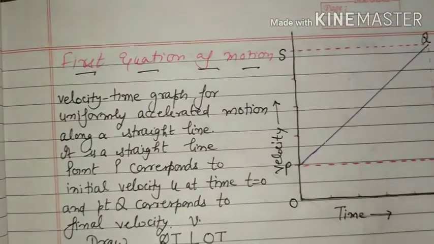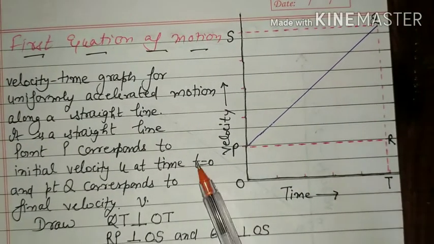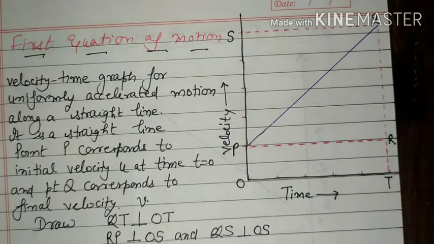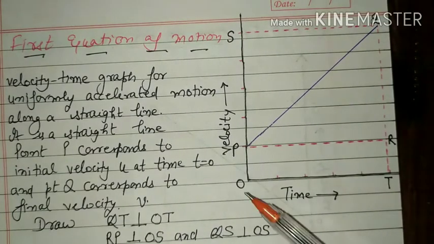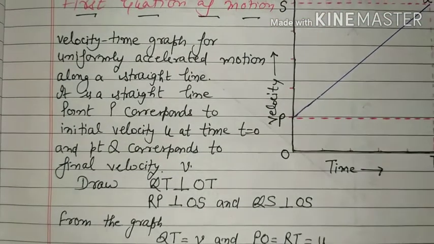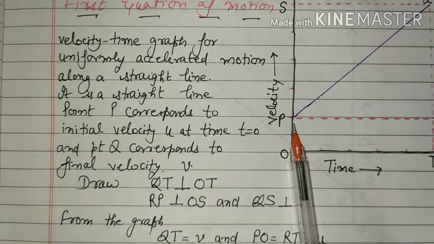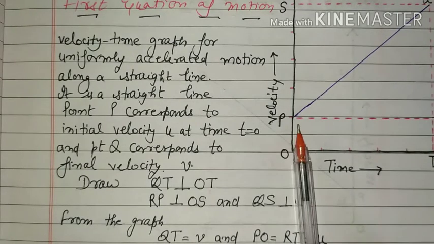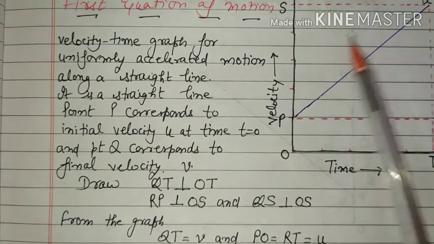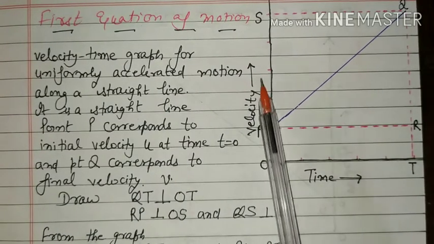Now that is the most important topic, the first equation of motion. Here time axis, velocity axis, up to here that is u, the initial velocity. After that the final velocity v. Here u, and that is v. Velocity time graph for uniform accelerated motion along a straight line. It is a straight line. Point P corresponds to initial velocity u at time t equal to 0, and point Q corresponds to final velocity v, meaning u then changes into v.